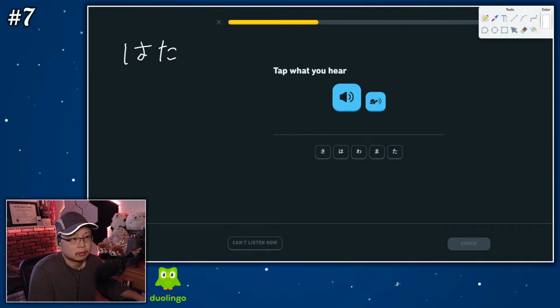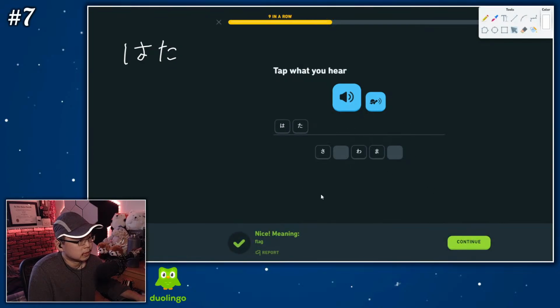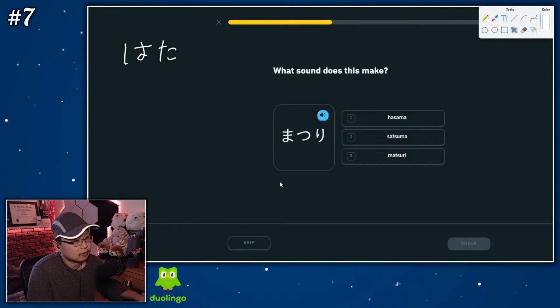Hata, I think. We'll see. A flag. Hata. Flag. Matsuri. Oh, hey, Matsuri. Is this the same? Matsuri? Yeah, Matsuri. I'm gonna take a stab at this word because I've heard it before. It might not be the right one, but Matsuri is festival. Possibly. We'll see.